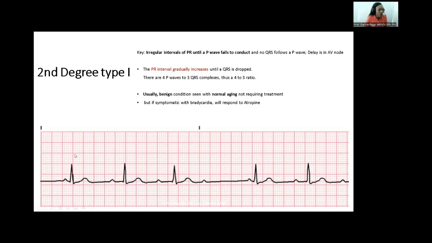So if you look at your R to R, you will see that the PR interval gets longer and longer and longer, and then they drop a heartbeat. See here, the PR interval gradually increases. Look at here. That's close. Look how that widens. Look at how that widens, and then nothing. That's how you see that you're dealing with a second degree type 1. So repeat: second degree type 1 are irregular.